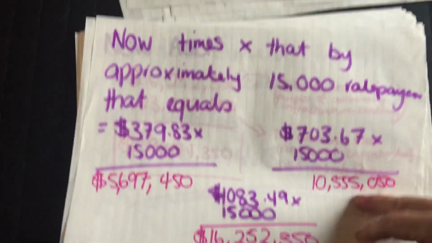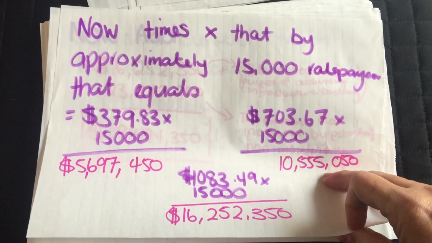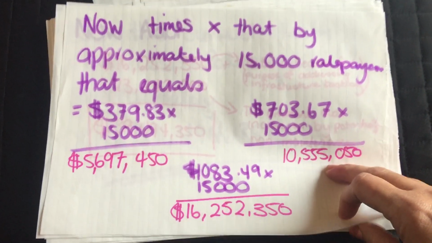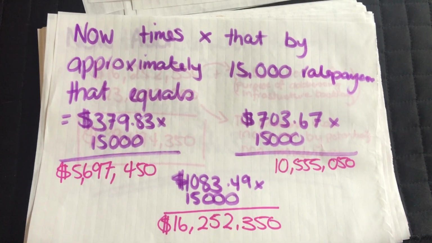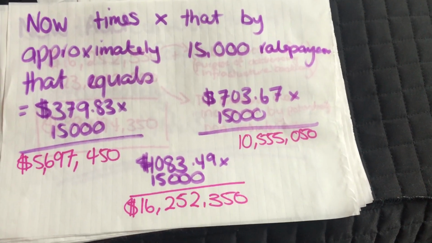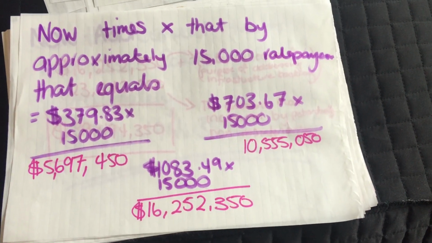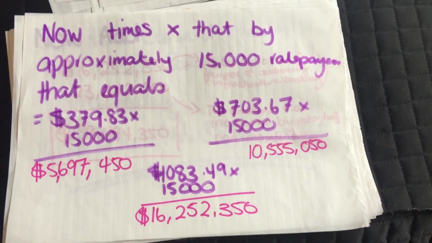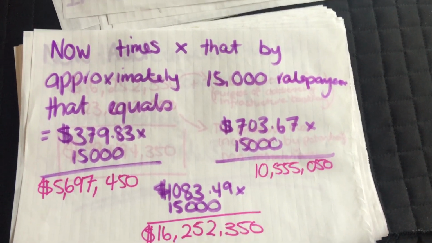That totals $1,083.49. Now, if we times that by approximately 15,000 ratepayers, that equals the first one, which is $379.83, that's already been implemented. That generated $5,697,450. Okay, and these are all approximations.